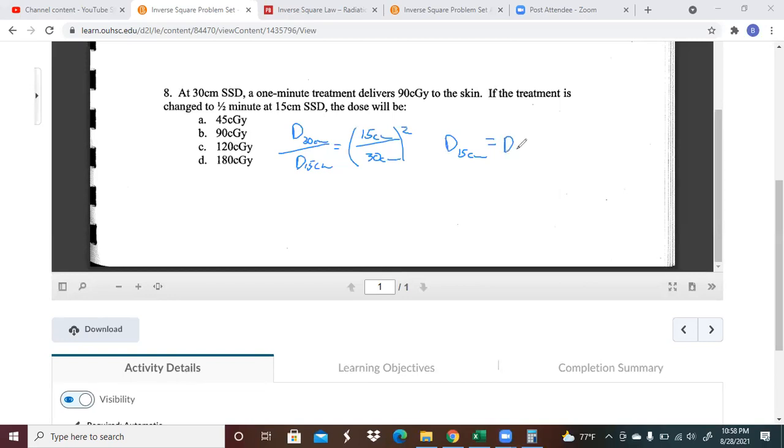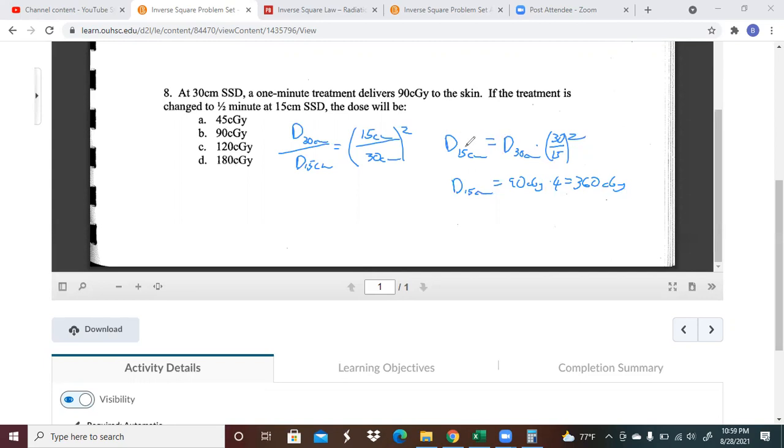We are interested in the dose delivered at 15 cm. So again, this is going to be the same as the dose at 30 cm times 30 divided by 15 squared. We know that this value is going to be 90. This is going to end up being 4. So it's 360 centigray. But are we done?